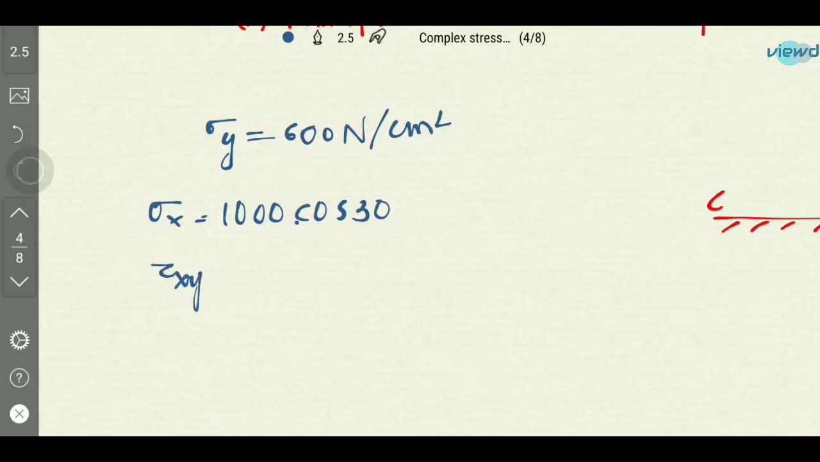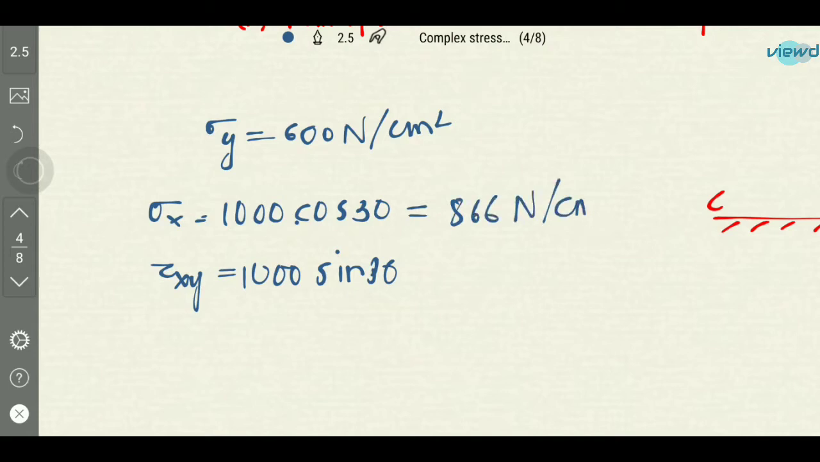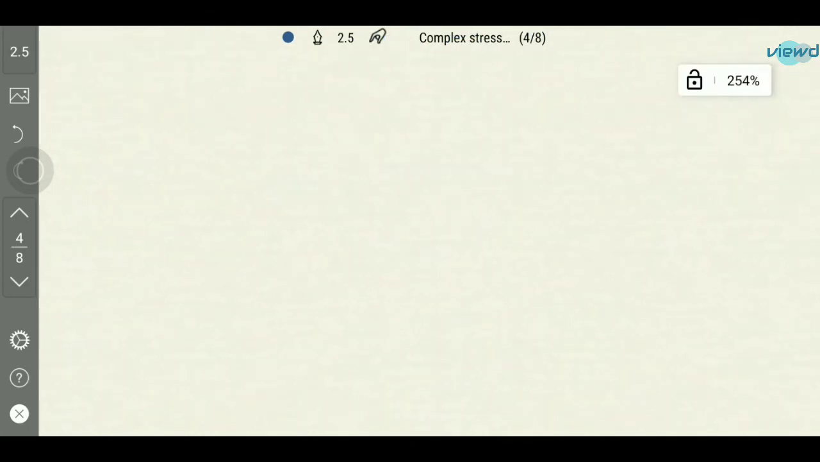Tau xy will be 1000 sin 30. 1000 cos 30, if we calculate it, we get 866 Newton per centimeter square, and 1000 sin 30 is 500 Newton per centimeter square. If we plot the general diagram for this, how will it be?